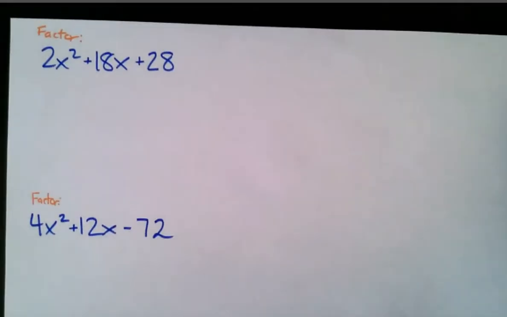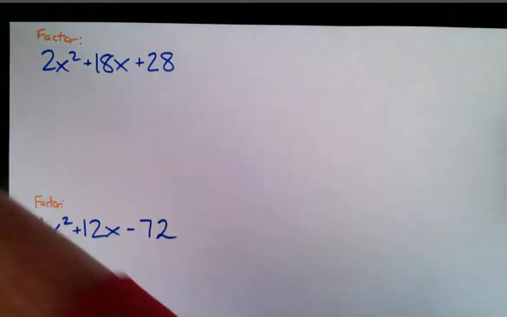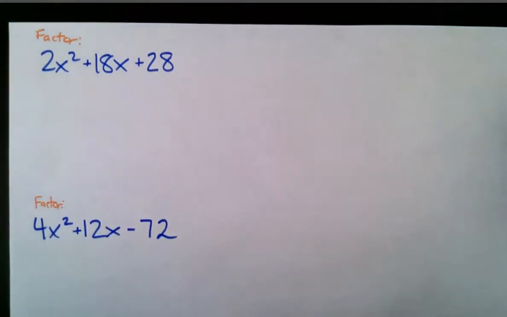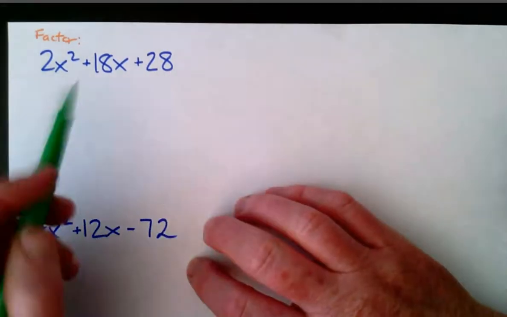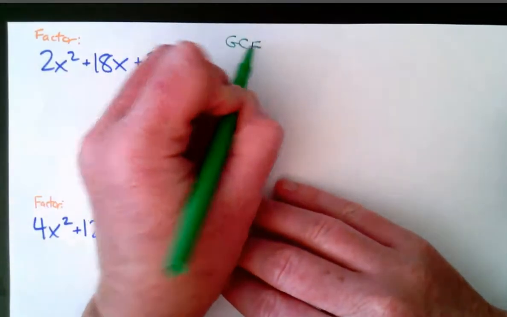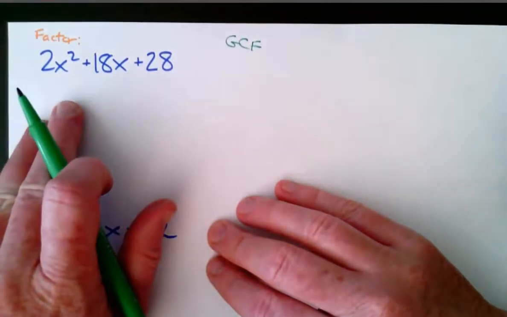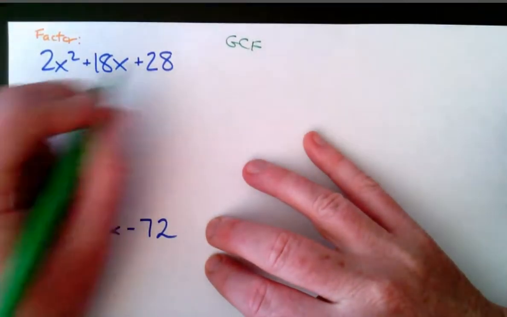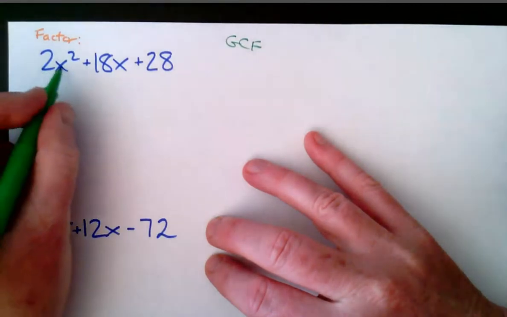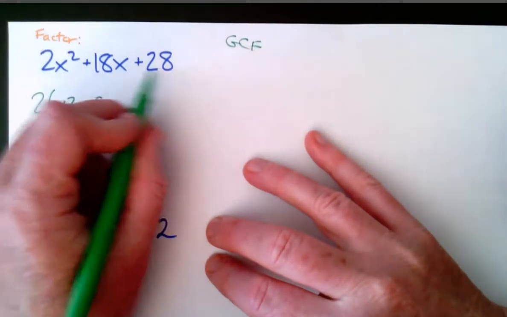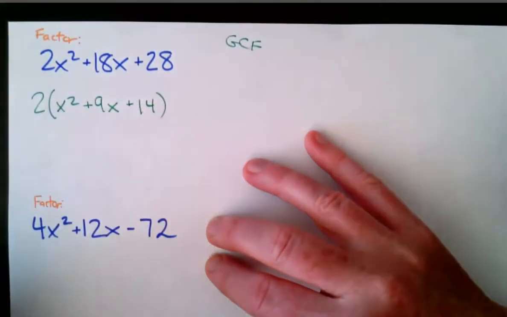Okay. Uh-oh. We have a situation here where this is not just x squared. It's got a coefficient in front of it. Well, what we could first do before we start factoring is look and see if we can factor what we call the greatest common factor out of each term. What can be factored out of each term? Well, each one of these is divisible by 2. So I'm going to divide each of these by 2 and pull that out. If I divide this by 2, this just becomes x squared. Divide this by 2, plus 9x. Divide this by 2, I get 14.